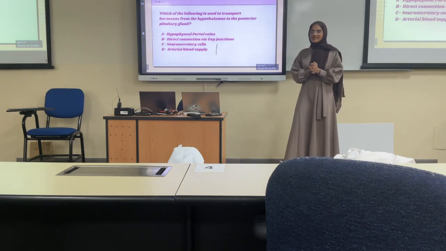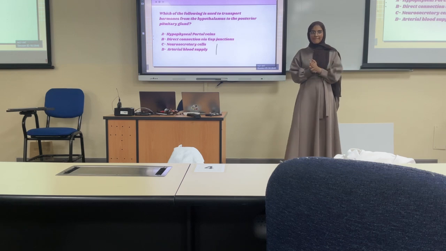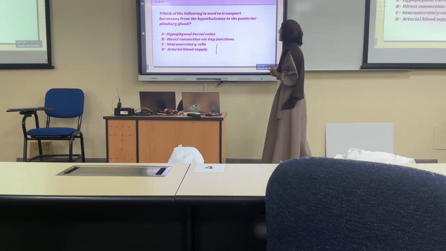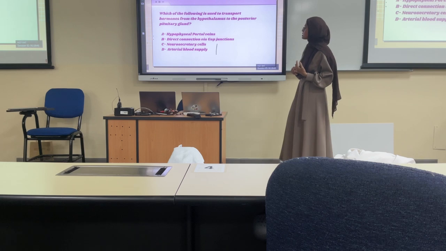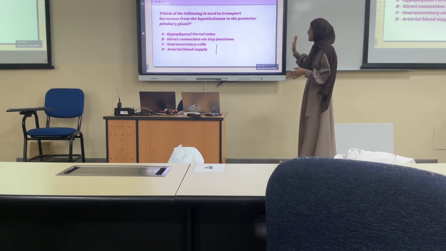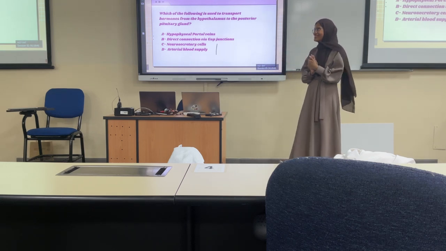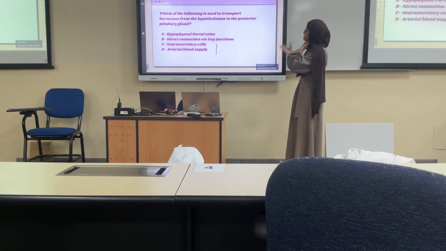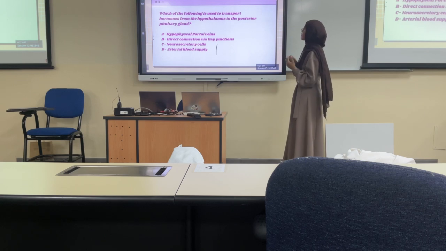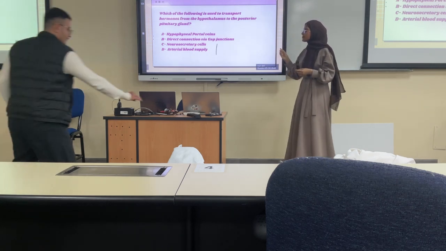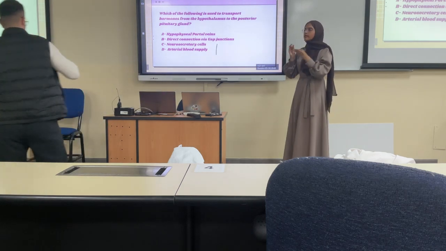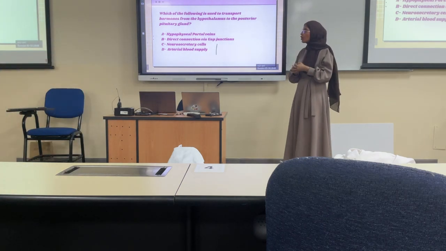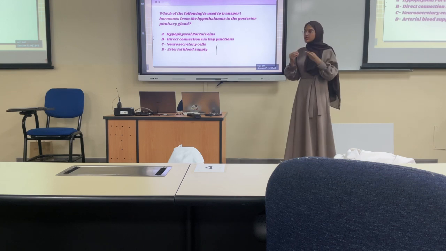Come on, anyone. C, neurosecretory cells. Yes, that is correct. So let's eliminate the other aspects. Basically, it's asking which cells are used to transport hormones from the hypothalamus to the posterior pituitary gland. As I said, the hormones secreted by the posterior pituitary gland are neurohormones. They are going to be secreted by neurosecretory cells.